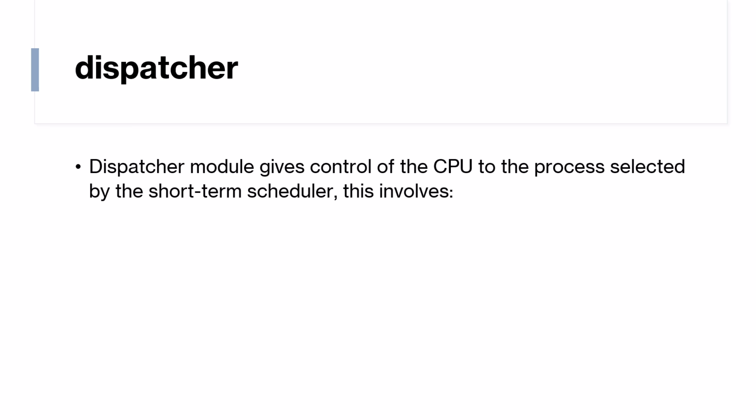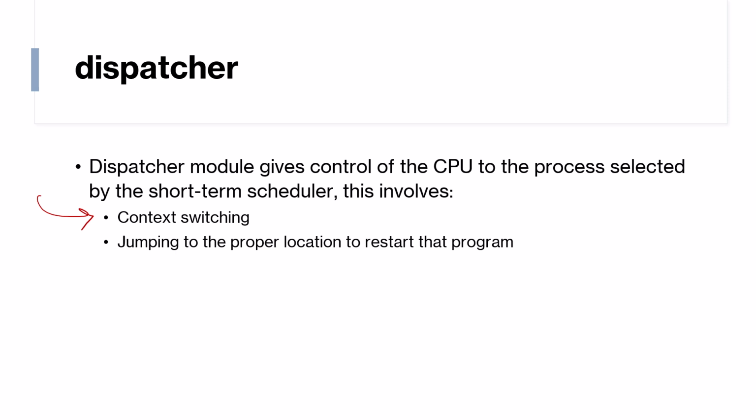The dispatcher. The dispatcher is just the module that is given control by the short-term scheduler, another word for the CPU scheduler. The dispatcher is just going to decide which one goes next, but a context switch needs to happen. Every single time that you're switching from one task to another on the CPU, you need to save the program counter and all of the information about the current process, and load the context of the one that's getting put on the CPU. You have to obviously jump to the proper location to start. That's why you have the program counter.